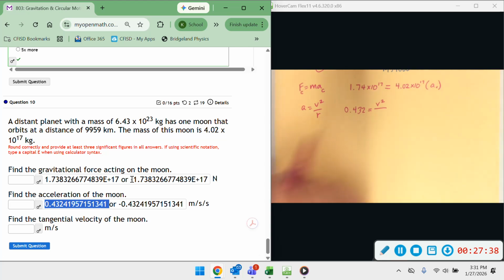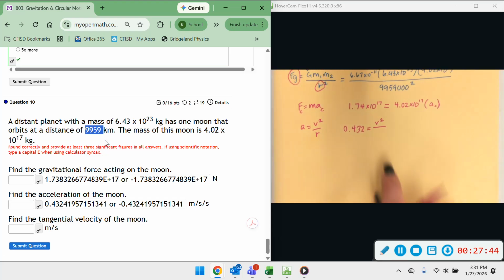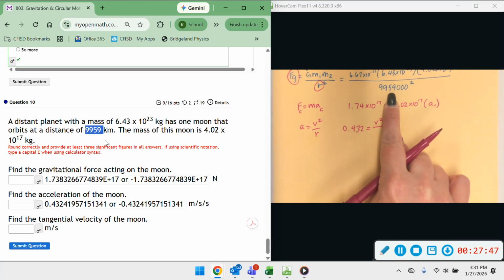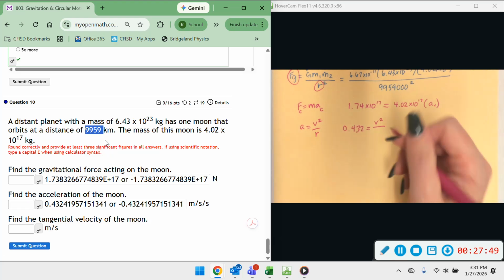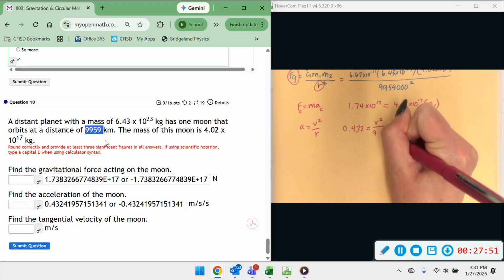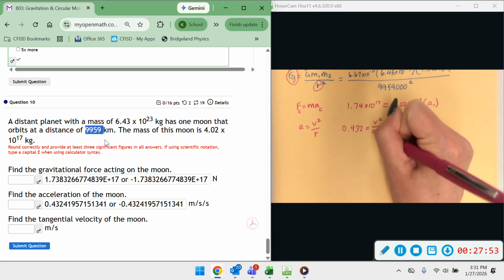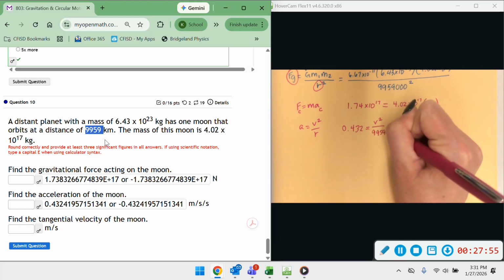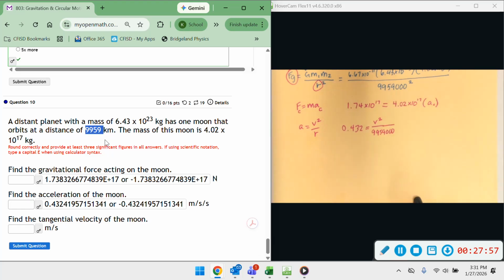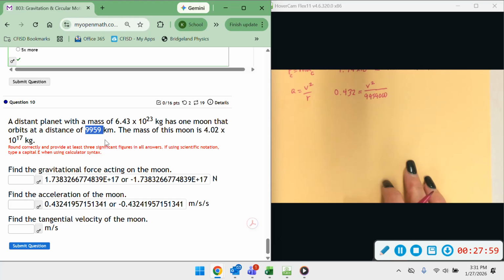And then the radius, again, don't use this. You don't want to use it in kilometers. We already converted it once, right there. So that's the value we want in meters. We're not squaring it this time, but we want it in meters. Okay, and it was 9,959,000. All right, so that is your substitution step.